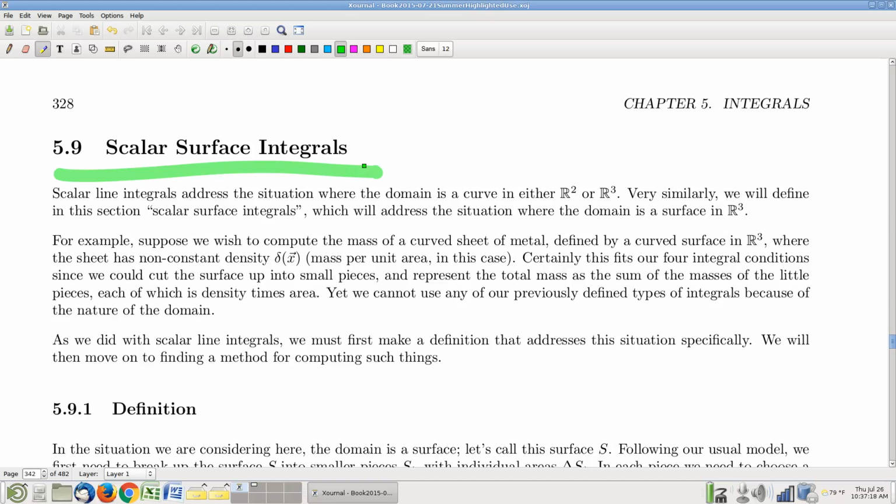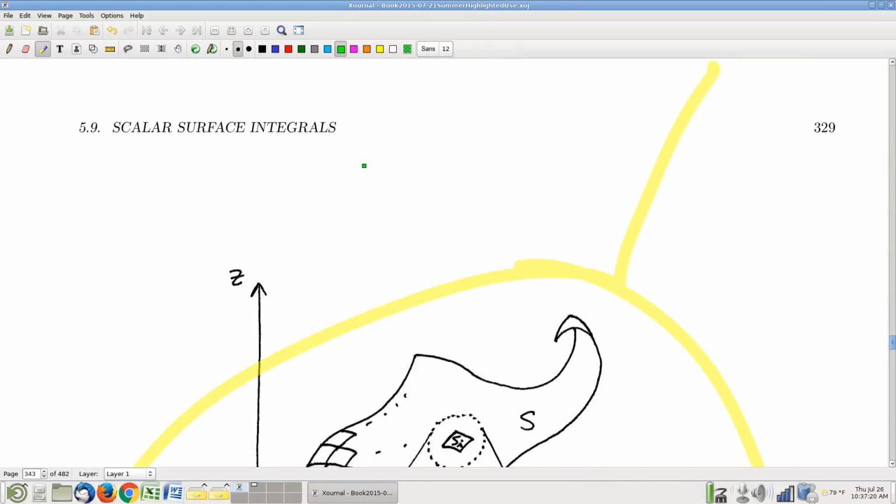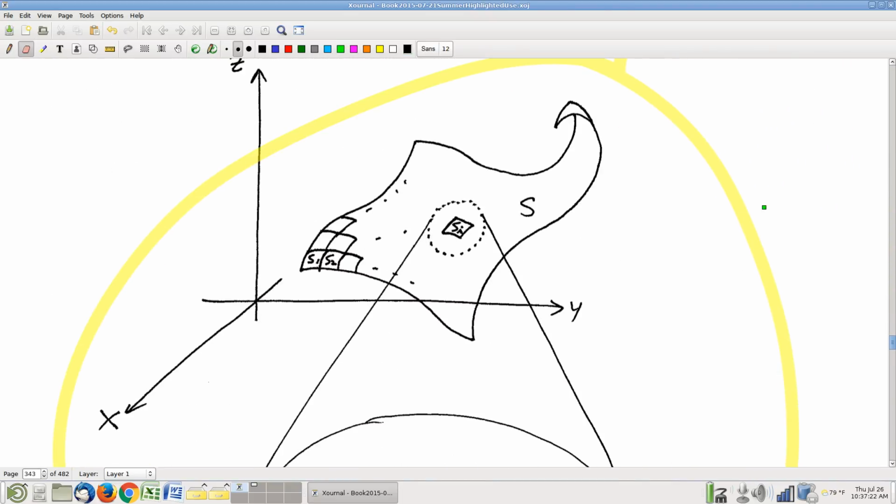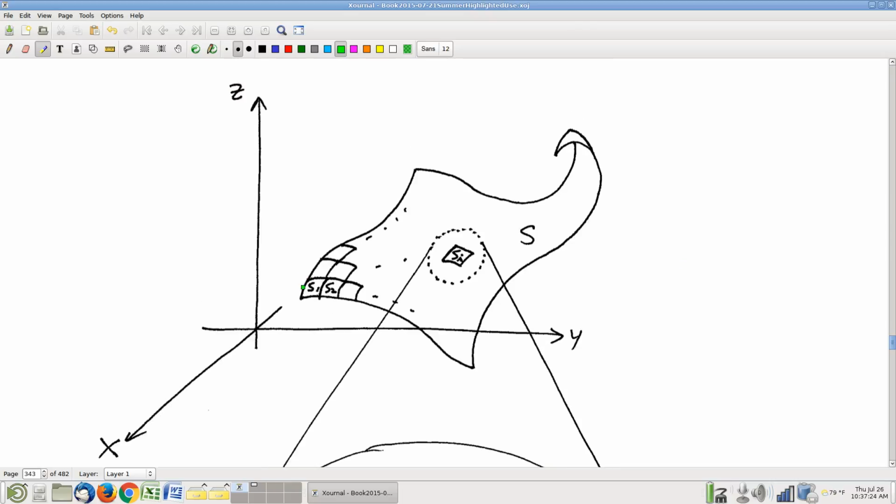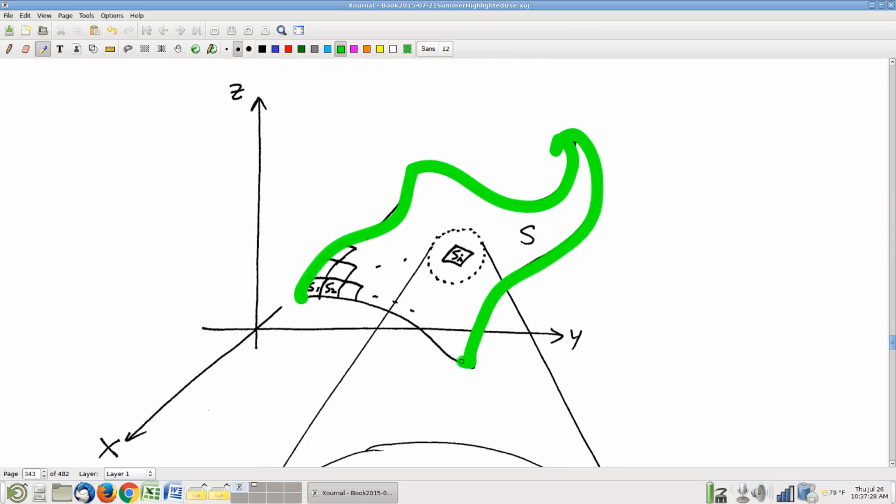It's the same idea. Suppose we have this, again, dimensionally awkward situation. I want to compute, let's say, the mass of a curved sheet of metal in space or something. And there's this temptation to say, well, it's a triple integral because it's in 3-space. But it's not, right? It's a 2-dimensional thing. It's not a 3-dimensional solid.